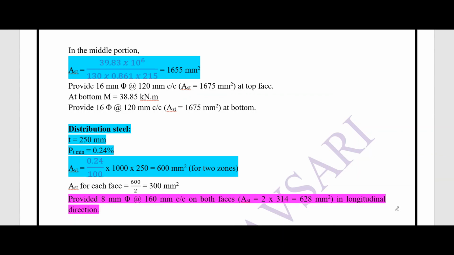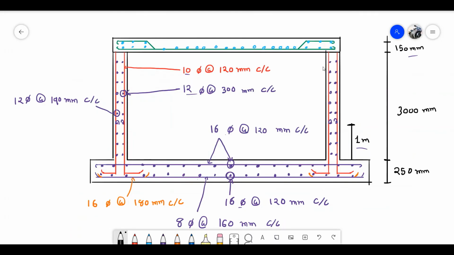Now we can draw a sketch here, students. Here is 12 mm dia at 190 mm center to center, as well as 10 mm dia at 120 mm, 12 mm dia at 300 mm, and the other bars, as well as distribution steel 8 mm dia at 160 mm. Provide a 300 mm depth, 250 thickness, and 150 thickness of the top slab. So our design is completed here.